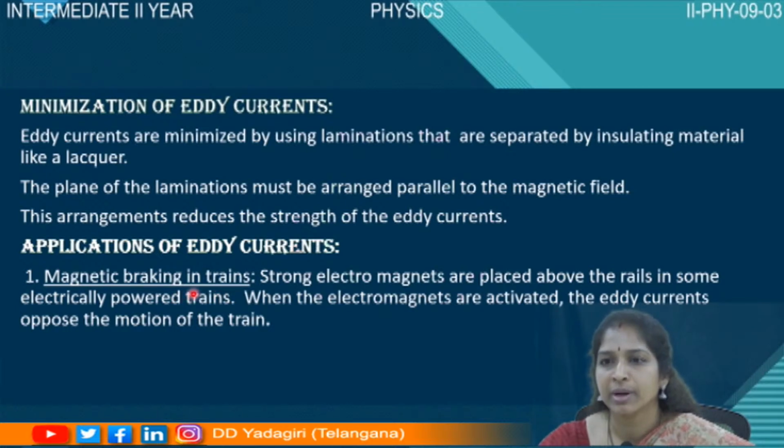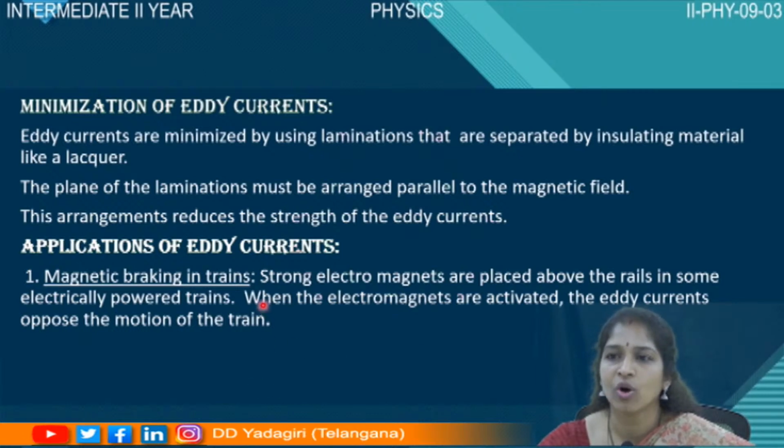So how is magnetic braking in trains possible? Strong electromagnets are placed above the rails in some electrically powered trains. When these electromagnets are activated, what will happen? There will suddenly be a change in the flux. You know, according to Faraday's law, when there is a change in the flux, EMF is induced, which further produces currents. Those currents are called eddy currents. So when the electromagnets are activated, eddy currents are generated and, according to Lenz's law, they oppose the original cause that produces them.